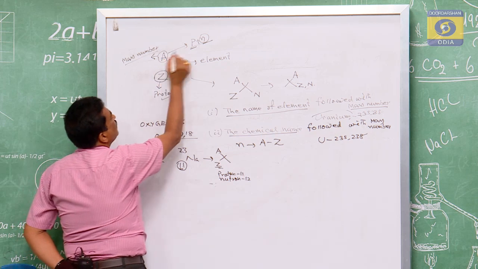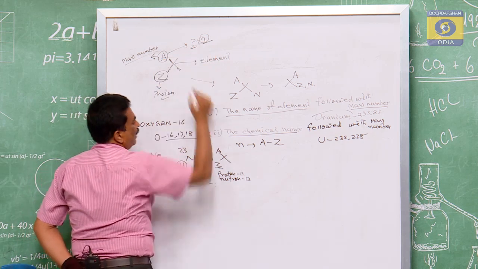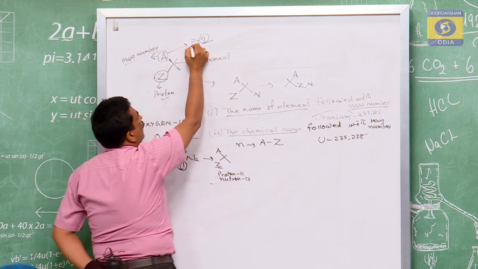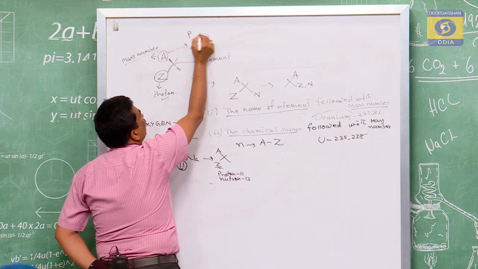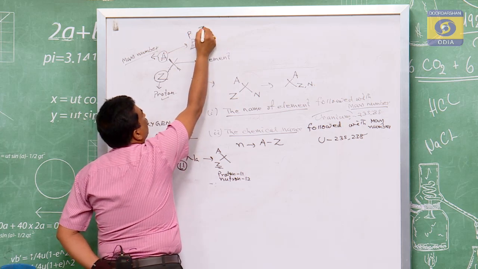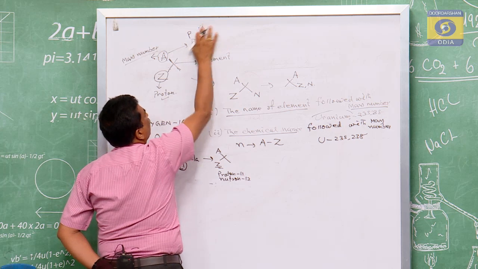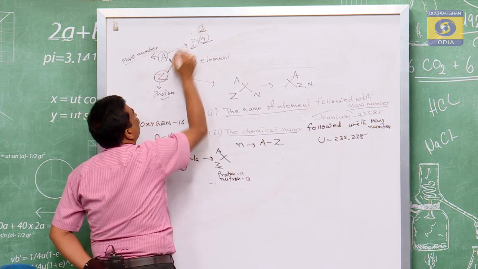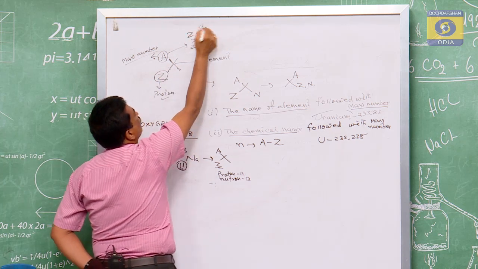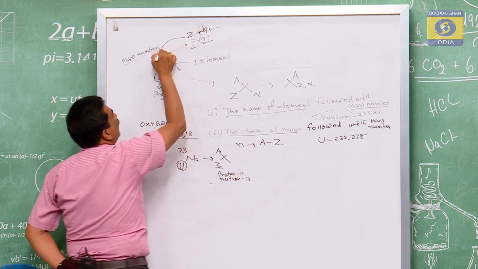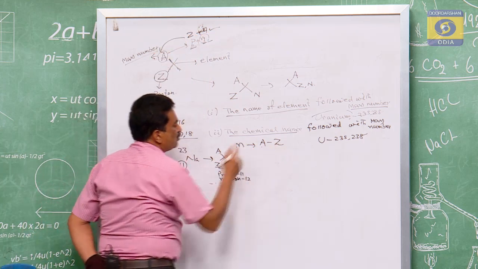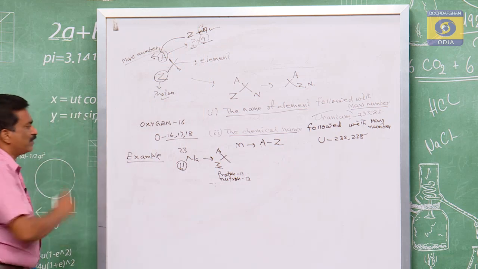You see, A is equal to P plus N. What is P? P is the proton and N is the neutron. So, the proton number is Z and this is N. So, N is equal to A minus Z. This is one of the examples.